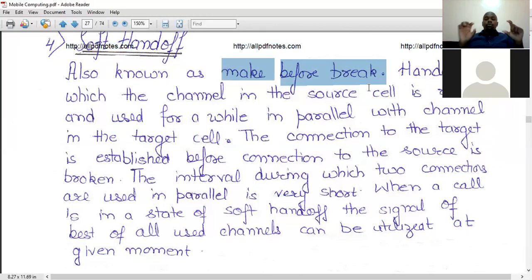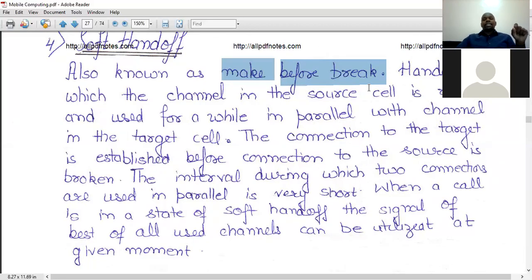Your phone first searches for a frequency. When it is moving from one cell to another during a call, your phone first searches for a frequency, and it doesn't release the current frequency until it engages another frequency.